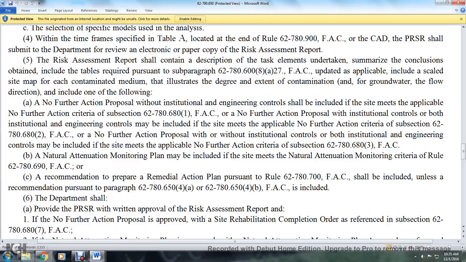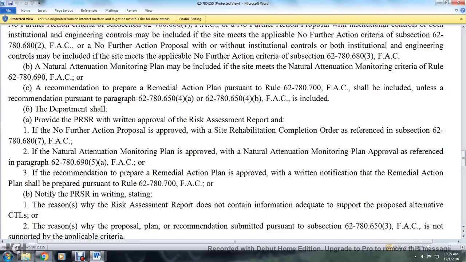A recommendation for the preparation of the remedial action plan pursuant to Rule 62-780.700 shall be included, unless the recommendation in paragraph 62-780.654(a) or (b) is included. The department shall provide the person responsible for site rehabilitation with written approval of the risk assessment report. If a no further action proposal is approved, it is with a site rehabilitation completion order as referenced in 62-780.687. The natural attenuation monitoring plan is approved with the natural attenuation monitoring plan as referenced in paragraph 62-780.690(5)(a).